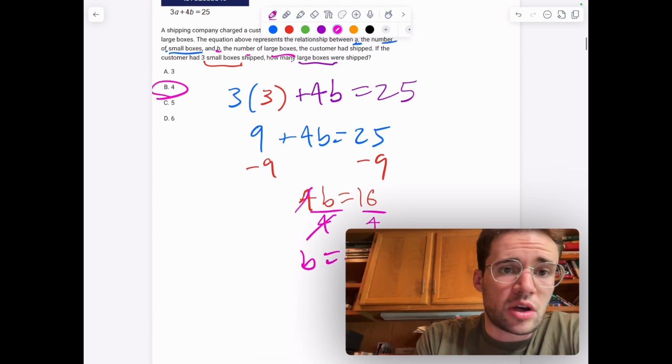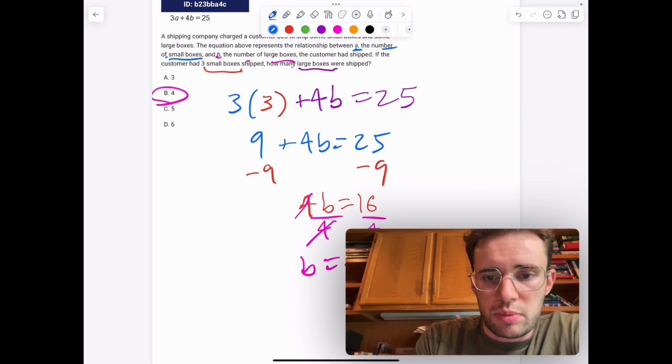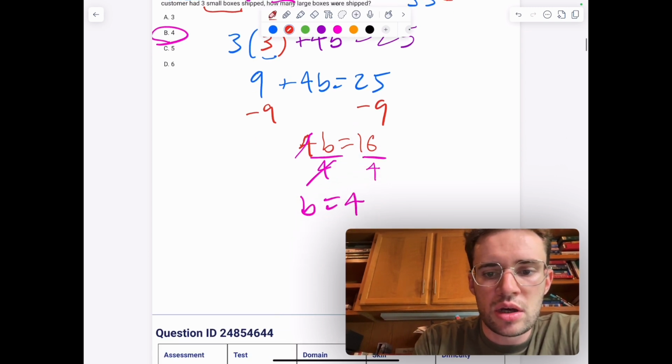Now, just to check it really quickly, because especially if you have a calculator, it wouldn't take any time at all. You can just plug in. So they told us that A was 3, right? The number of small ones was 3. So we could do 3 times 3 plus, now we use our answer.